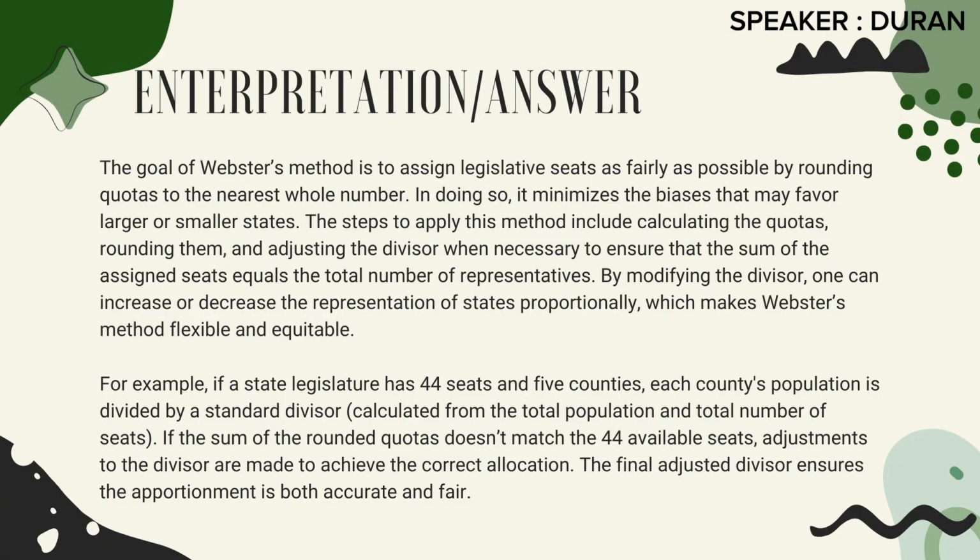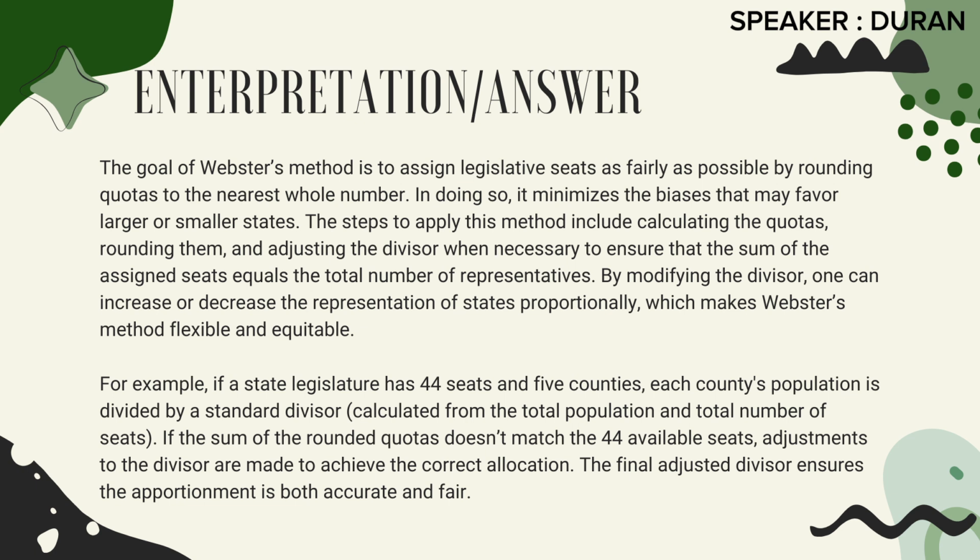The interpretation or answer is that the goal of Webster method is to assign legislative seats as fairly as possible by rounding quotas to the nearest whole number. In doing so, it minimizes the bias that may favor larger or smaller states. The steps to apply this method include calculating the quotas, rounding them, and adjusting the divisor when necessary to ensure that the sum of the assigned seats equals the total number of representatives. By modifying the divisor, one can increase or decrease the representation of states proportionally, which makes Webster method flexible and equitable.